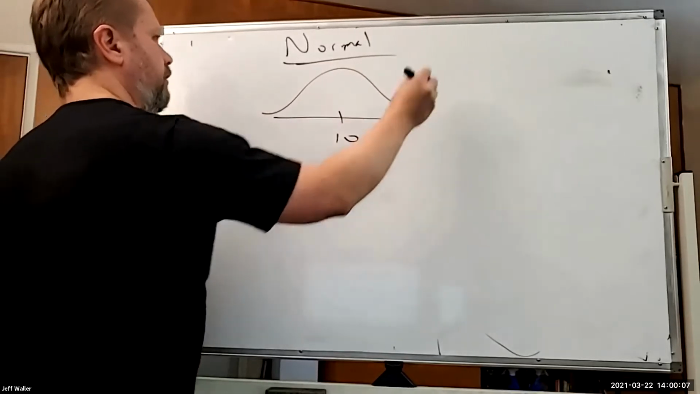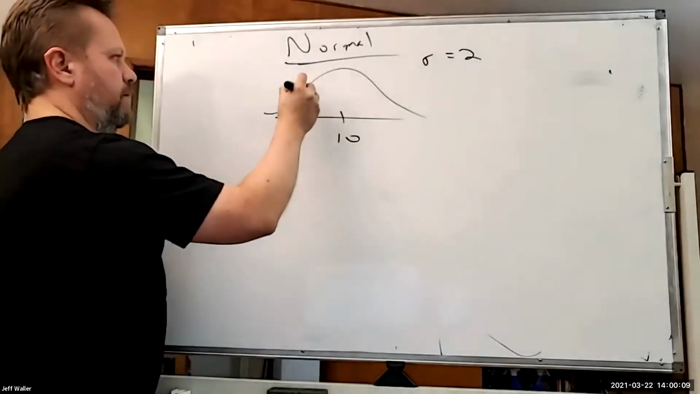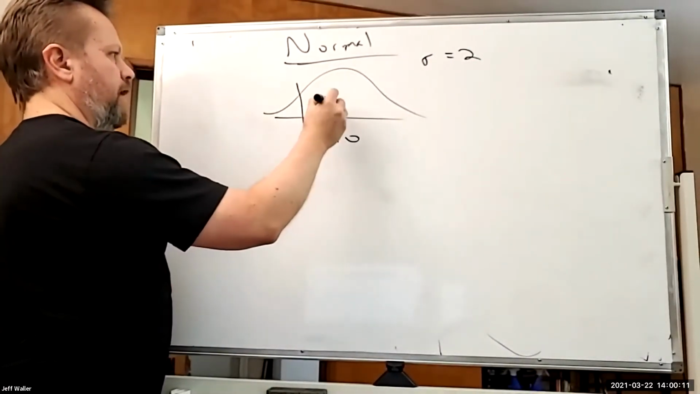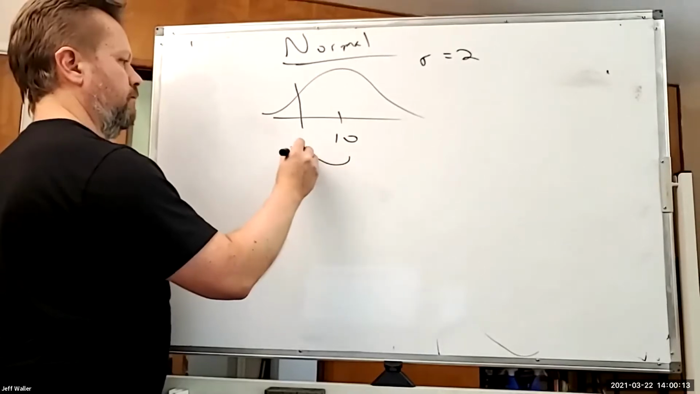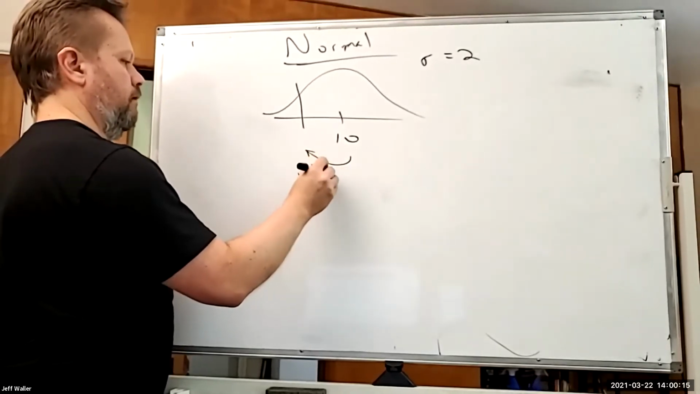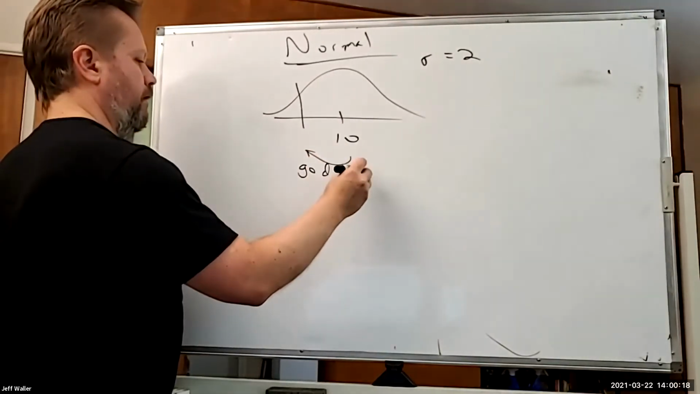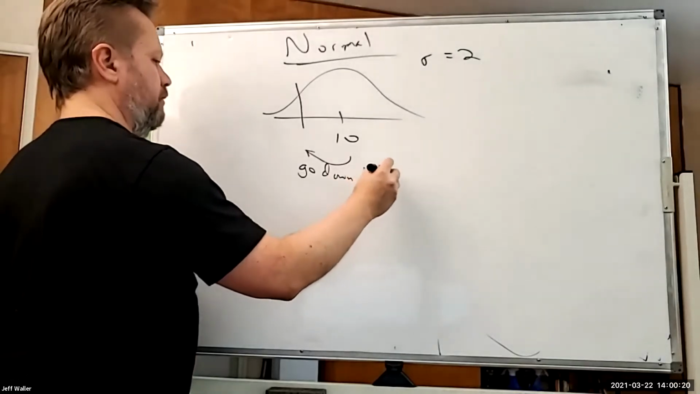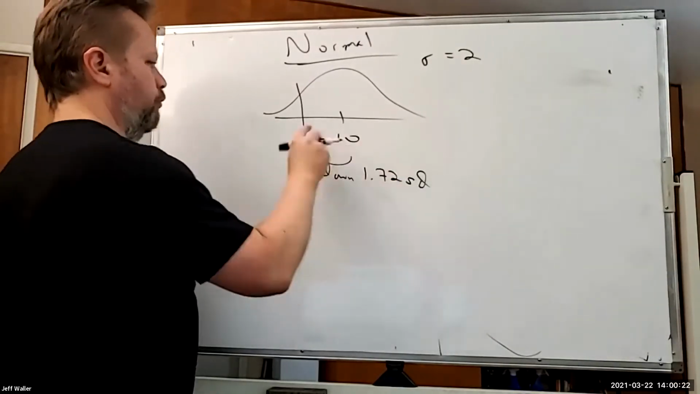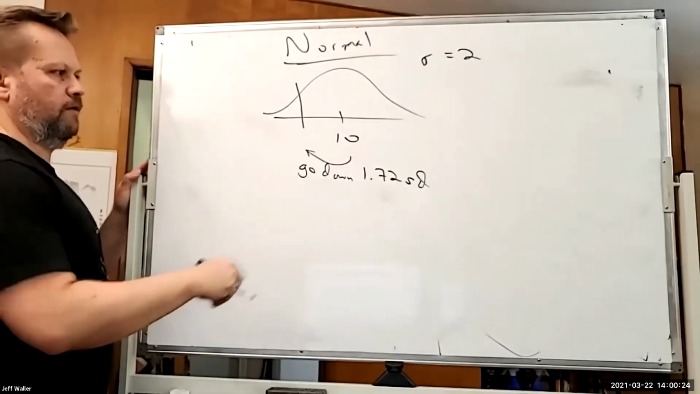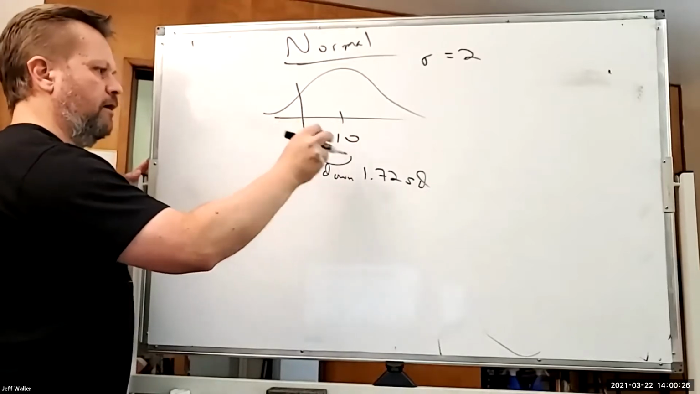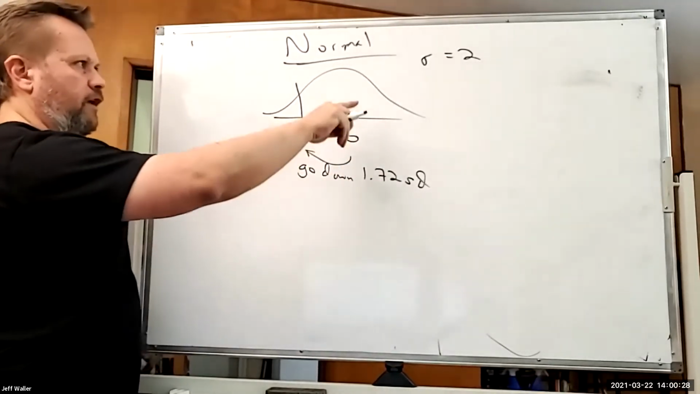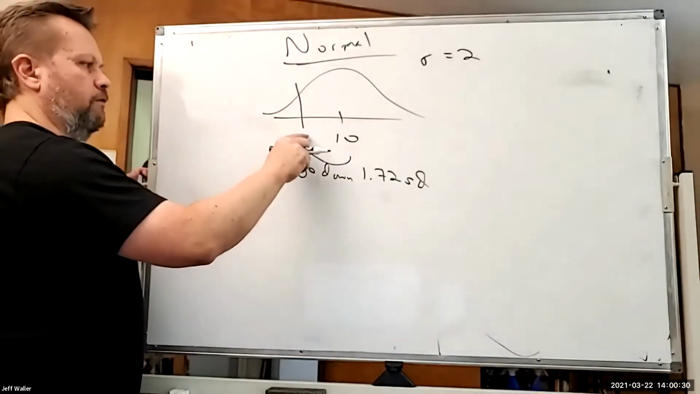Mean is 10, standard deviation is 2. Can somebody tell me if I go down 1.72 standard deviations, where do I end up? Start at 10 and I go down 1.72 standard deviations. What score will I end up at?